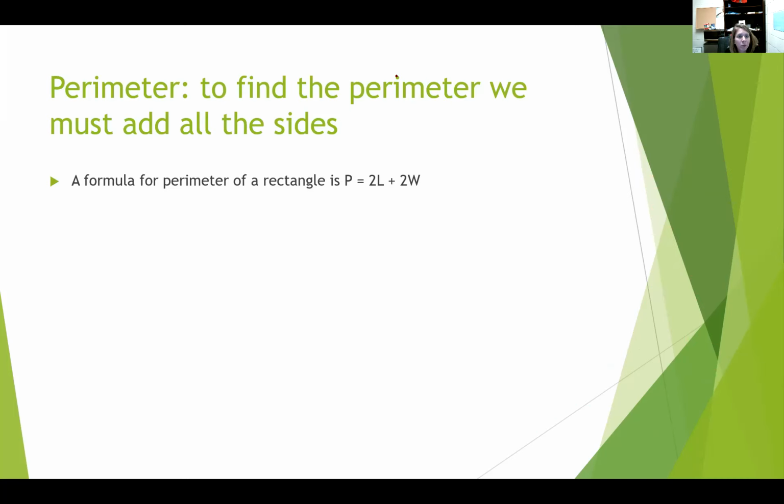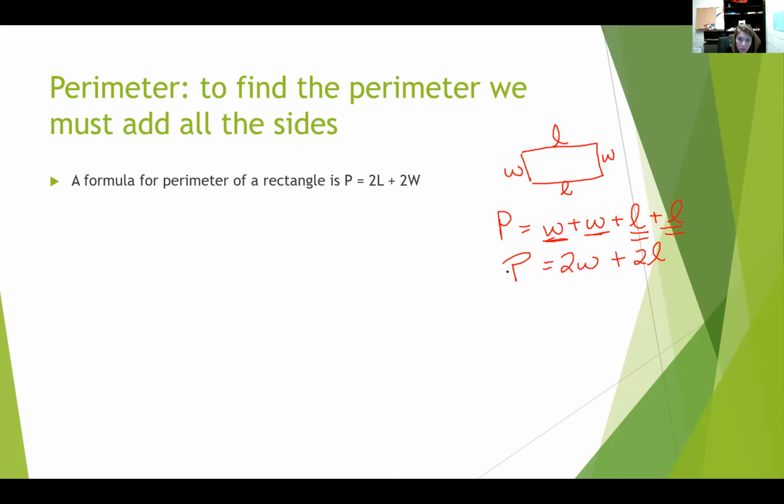Perimeter. To find the perimeter, we must always add the sides. So if you're thinking of the perimeter for the formula for a rectangle, think about it, right? This would be your length. This is length because they're the same. This is width. This is width. So if you're adding all these up, perimeter would be W plus W plus L plus L. What's a W plus a W? That'll be 2W. And what's a L plus a L? That's 2L. And these are adding. So that's where that formula comes from.